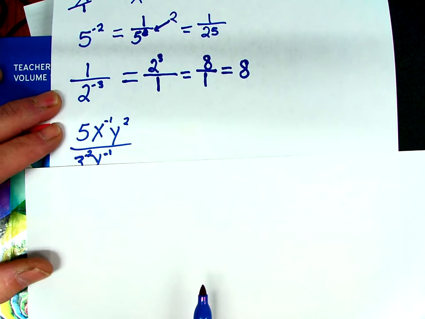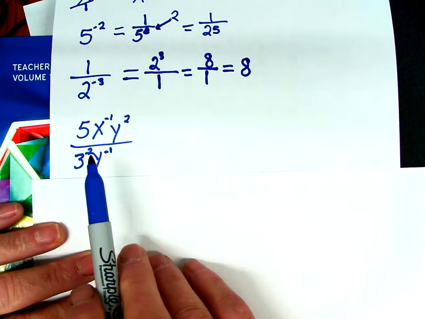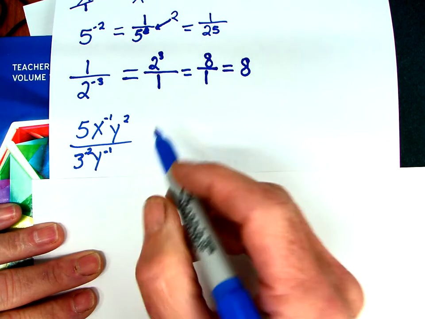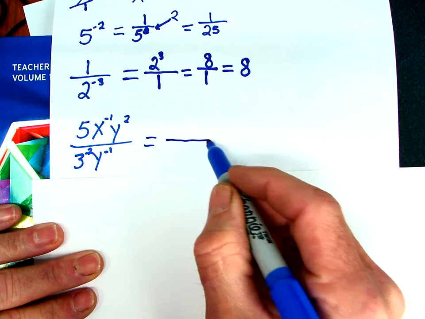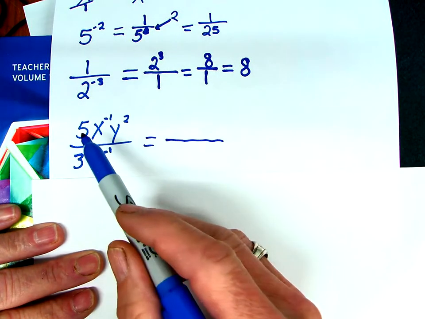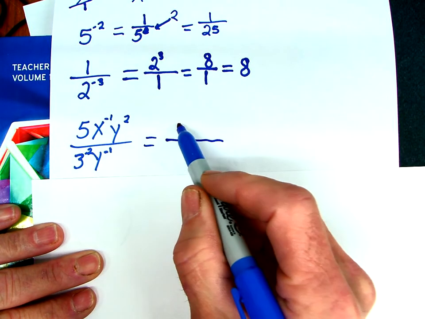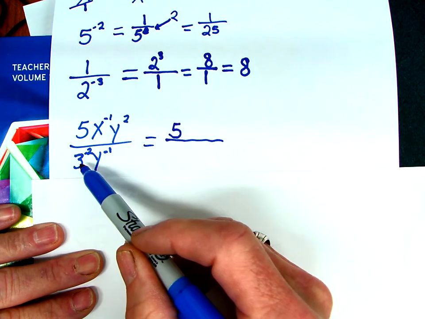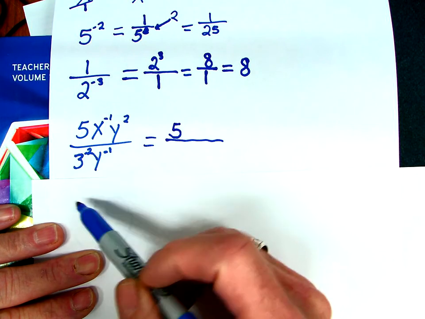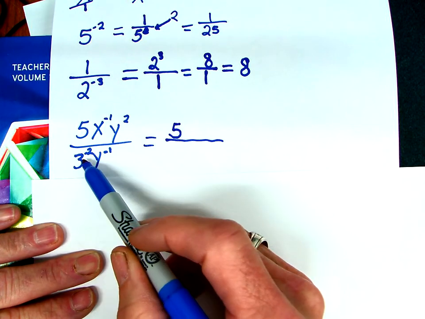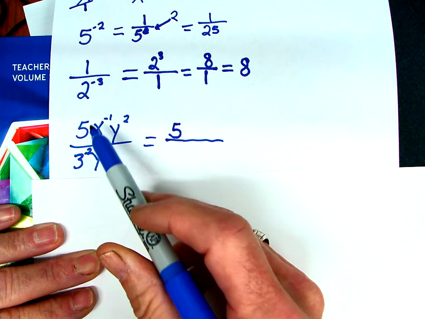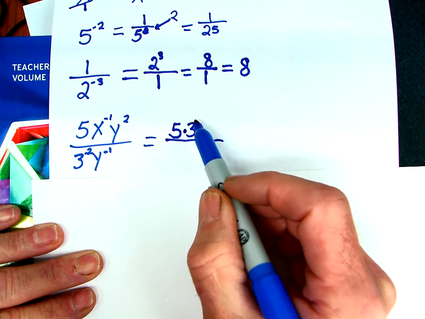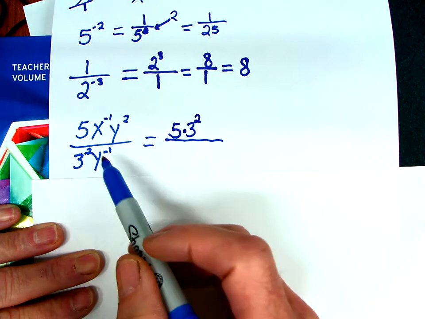Okay, let's try it with some variables. Looking through here, I have a 5 that has a power of positive 1. I'm going to go ahead and make my divide sign. The 5 is going to stay on top because its exponent is positive. The 3 on the bottom is to the negative 2. It's telling me this is on the wrong side. I need to move it to the top. So up here, 3 to the second power. Now it's become positive.